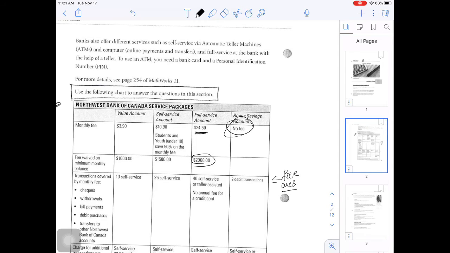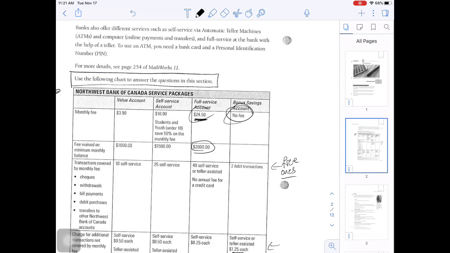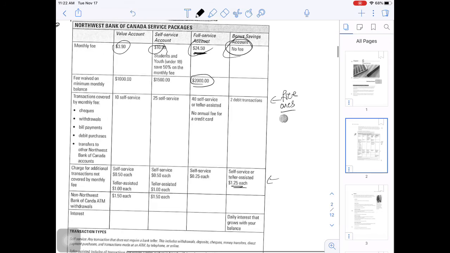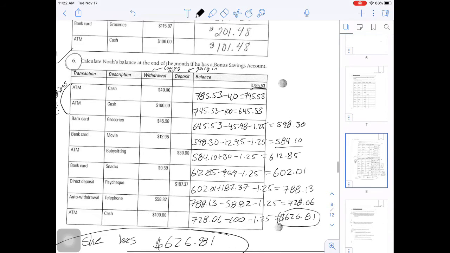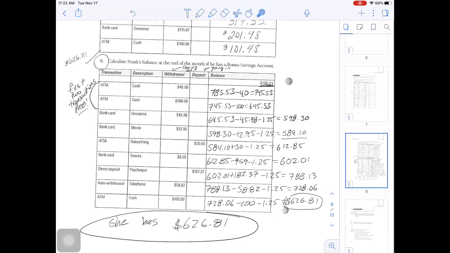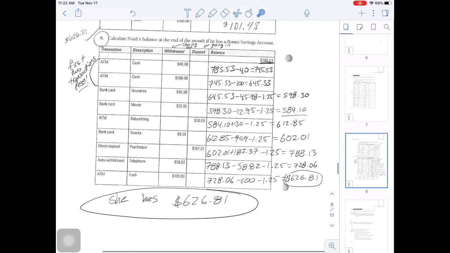Okay, so since she doesn't pay any monthly fee, we wouldn't have to take off any of these numbers. But because after the first 2 debit transactions, she had to pay an extra $1.25 on each transaction after that, honestly, I don't know if it's worth it. If you do a lot of transactions, it might be worth it to pay maybe $10 a month in order to use it, because it looks like she might have actually paid over $10 just in service charges using her bank card. You can also see that she's not very good at saving that month. She actually lost over $100 here.